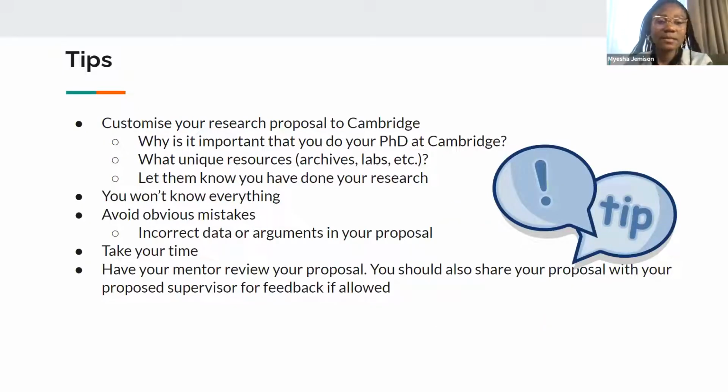So I think some last tips that apply whether you're applying for a PhD at the business school or engineering or the sciences or humanities or social sciences: you want to customize your research proposal to Cambridge. Why is it important for you to do this research at Cambridge? She already emphasized that, even talking about how the centrifuge she uses for her research, there's only four in this country, and one of those is housed at Cambridge. So that's a big reason why it's important for her to do her research here.